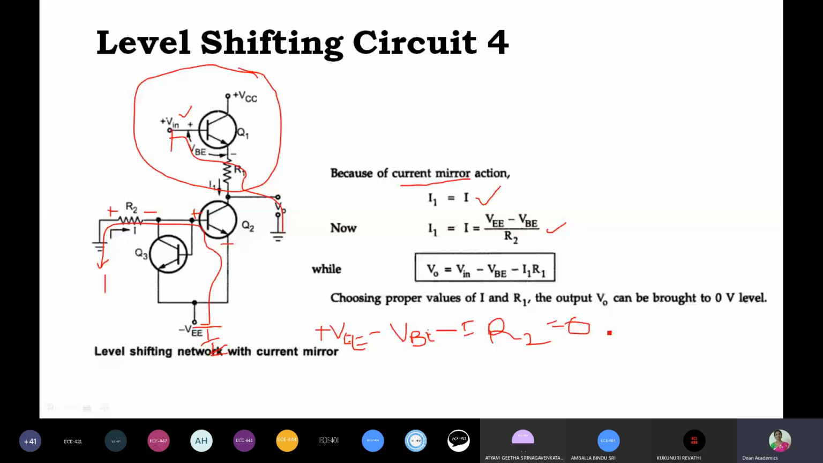Is this equation clear to you or not? Yes, ma'am. Okay. So therefore here you write the expression for I. I is equal to the expression I have shown here: I is equal to VEE by R2.